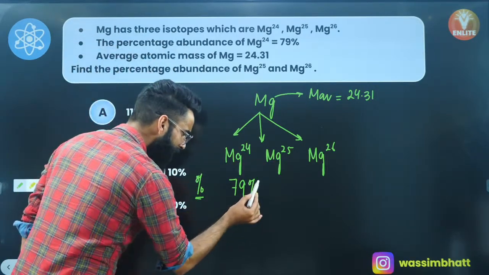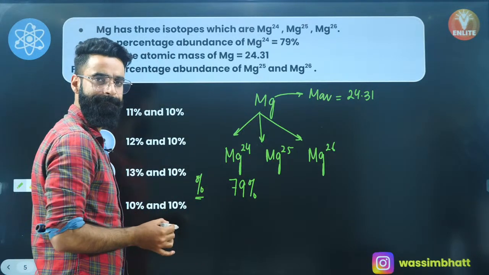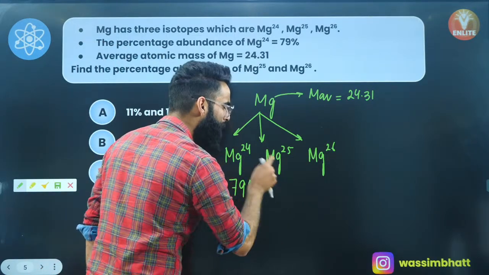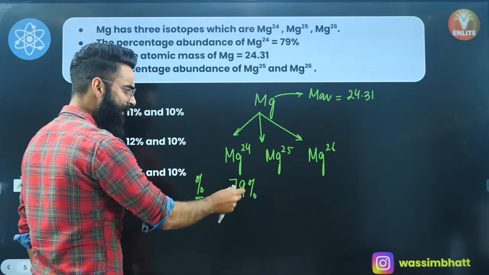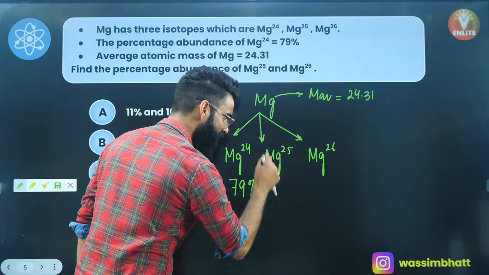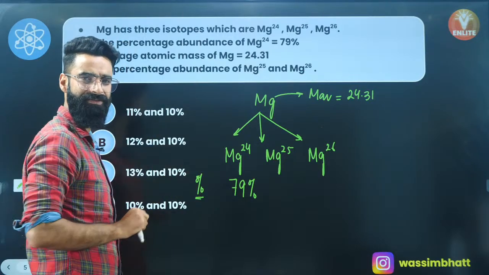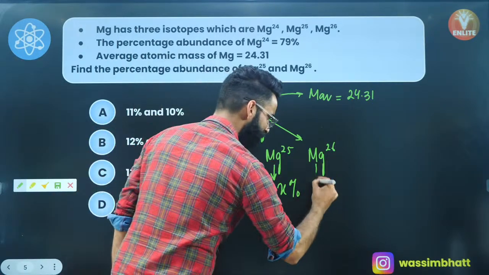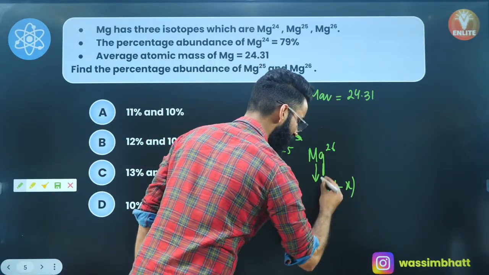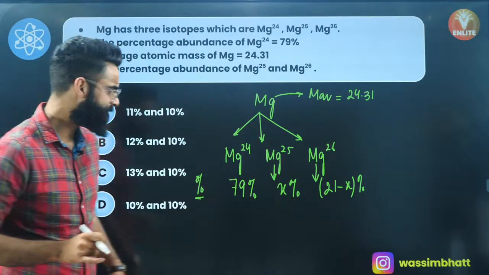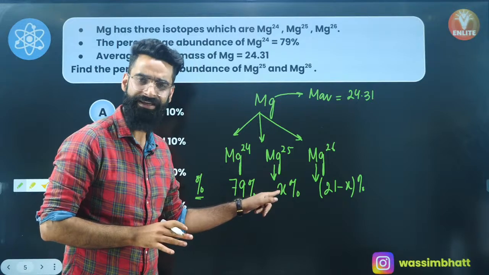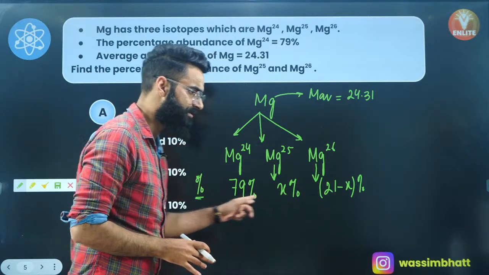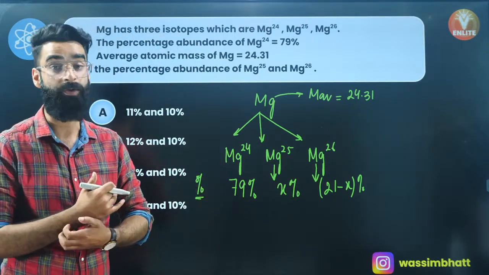First thing, if the percentage abundance of Mg24 is 79, can I say the percentage abundances of these two isotopes combined is going to be 21? As simple as that. And let's assume that X is the percentage abundance of Mg25. That means the percentage abundance of Mg26 is simply going to be 21 minus X%. Why is that? Because I told you in the beginning itself, the sum of percentage abundances of all the isotopes of a particular element is always equal to 100, right?